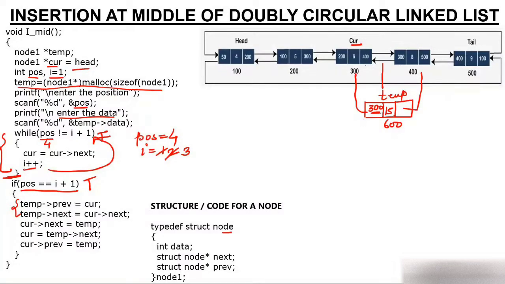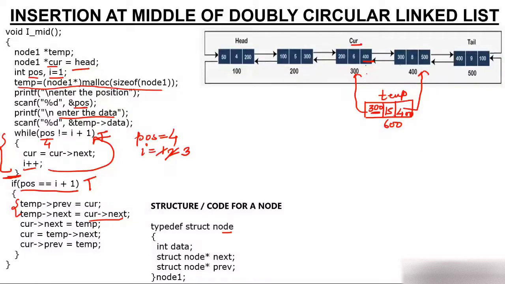Fine, first part completed. Now temp will ask current, hello current. Current will say, yes temp, kindly give your next address to me. Current will say, why should I give my next address to you? Temp will say, because I am coming in between, and the address which you are keeping I will keep now. So temp next will keep current next. What is current next? 400. So 400 will come here. The moment 400 comes here, this node will start pointing to this node. Fine. Okay, now temp connectivity is over.